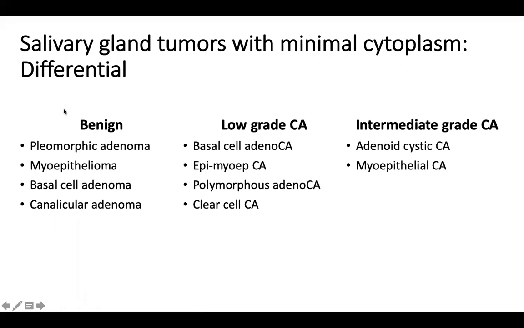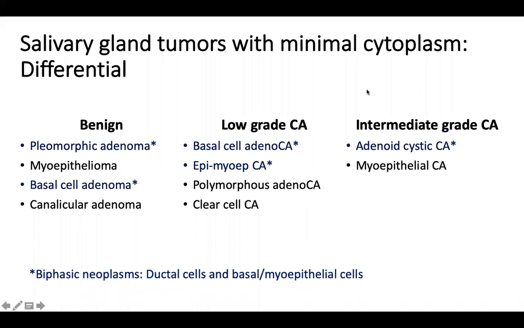And when I call things low grade, intermediate grade, this is the default grade of these tumors. Any of these tumors can become high grade, undergo high grade transformation. That's not something we're going to really talk about in this talk, but these are the default grades of the tumors, unless we see something like necrosis, increased mitoses, and a lot of polymorphism. Then we can bump these up a grade or two.